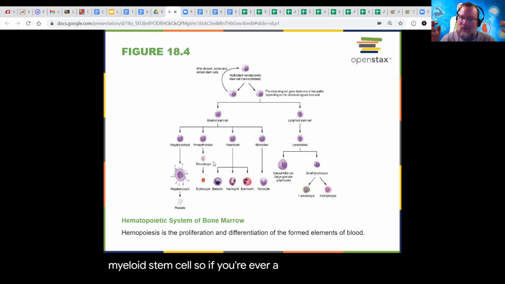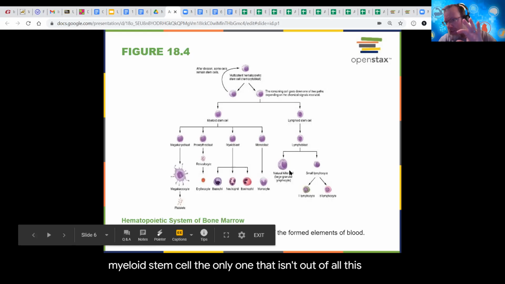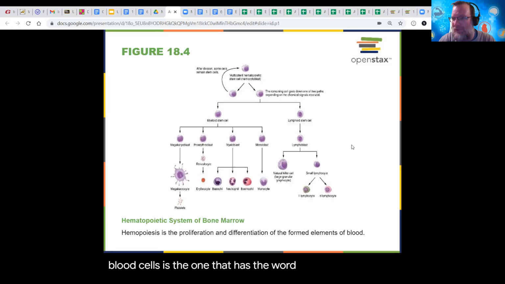So if you're ever asked what type of stem cell a monocyte comes from, or an eosinophil, or a red blood cell or erythrocyte, or a platelet, the answer is going to be myeloid stem cell. The only one that isn't, out of all these blood cells, is the one that has the word lymph in it. Lymphoid. Lymphocytes. All right.